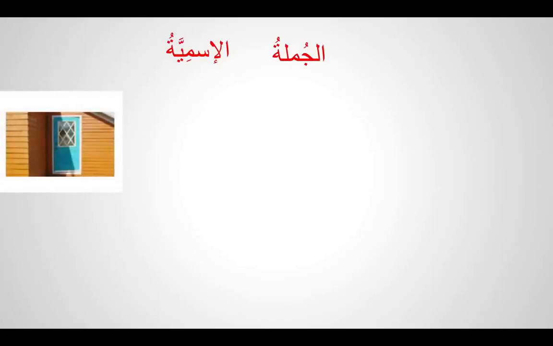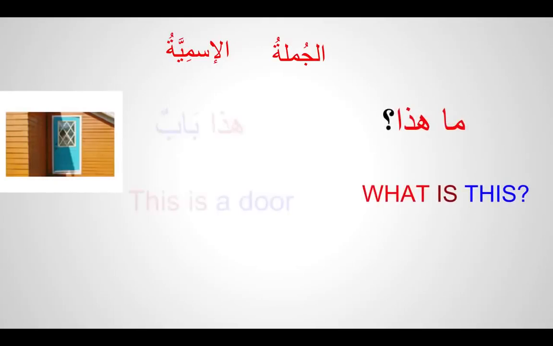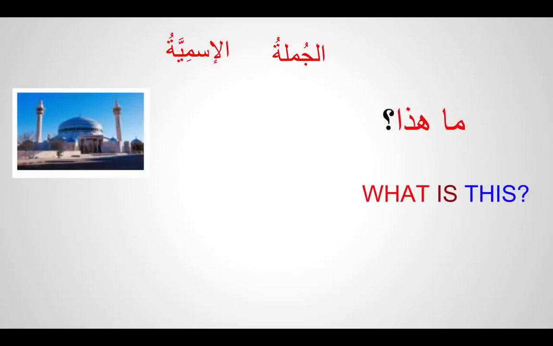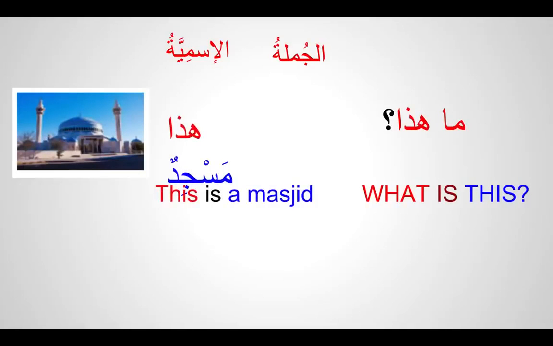If you want to say what is this, what do you say? Ma hadha, what is this? So ma is used to ask questions about objects or animals. It's like this. Ma hadha, what is this? Say hadha babun, this is a door. Ma hadha, what is this? Say hadha masjidun, this is a masjid.